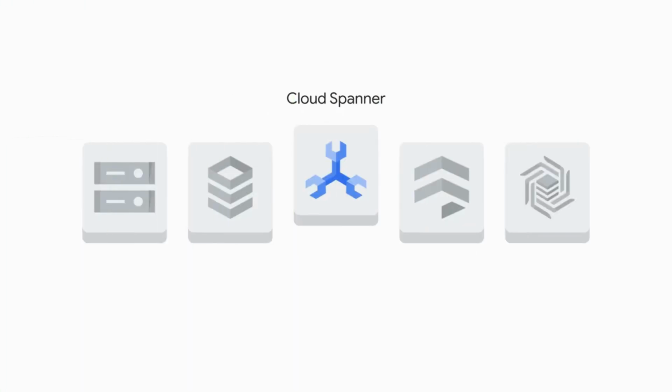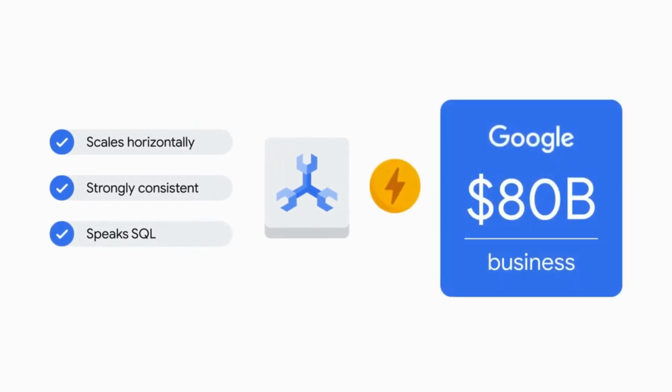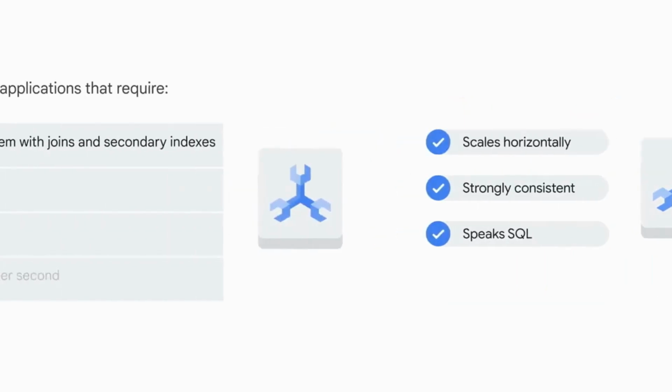The third core storage option offered by Google Cloud is Cloud Spanner. Cloud Spanner is a fully managed relational database service that scales horizontally, is strongly consistent, and speaks SQL. Battle-tested by Google's own mission-critical applications and services, Spanner is the service that powers Google's $80 billion business.